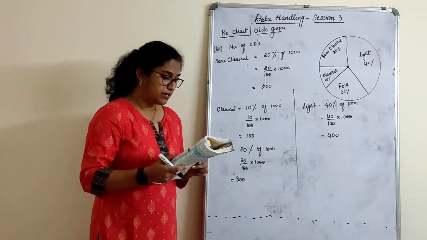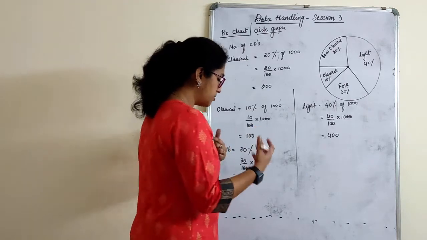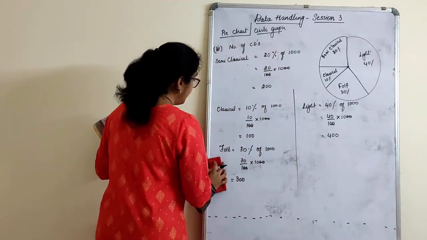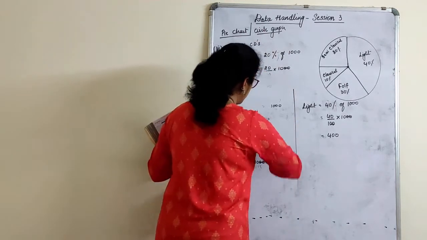So the first one is very simple, where they have not asked to draw anything because the figure was already given. Let's go to the next one, where we have to draw the pie chart.